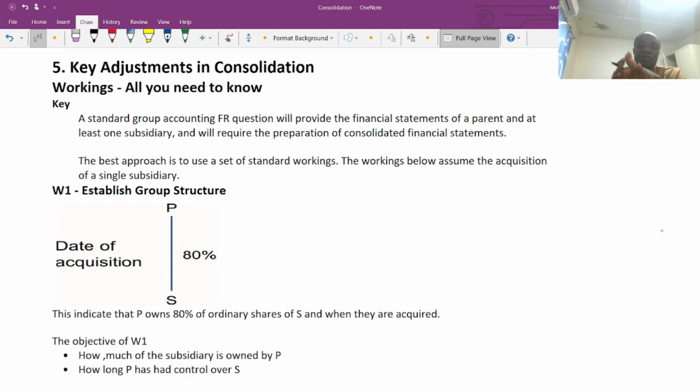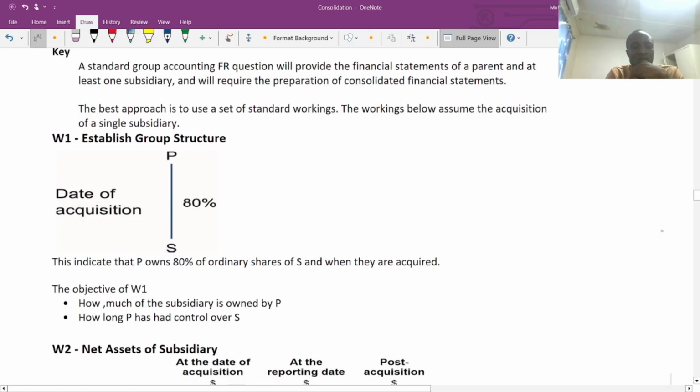We need to follow this step because the preparation of the consolidated financial statement is not difficult, but it should be prepared in a chronological manner so you can get the maximum mark and understanding that is required. Now, the key concept you need to know: a standard group accounting financial reporting question will provide the financial statement of the parent and at least a single subsidiary, or it can be more than one subsidiary, and will require you to prepare the consolidated financial statement. So basically, the best approach is for us to do the working in a chronological manner.